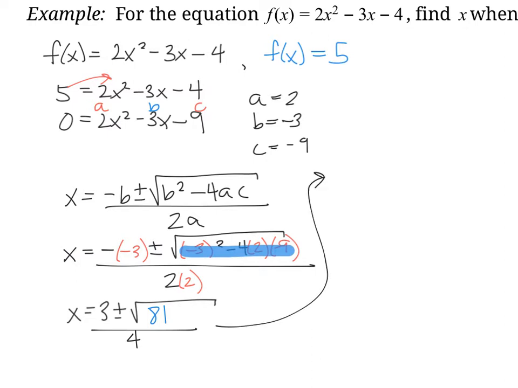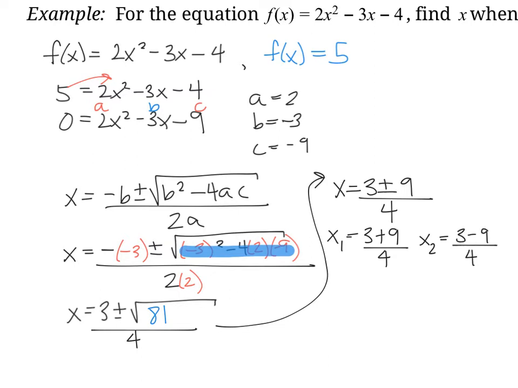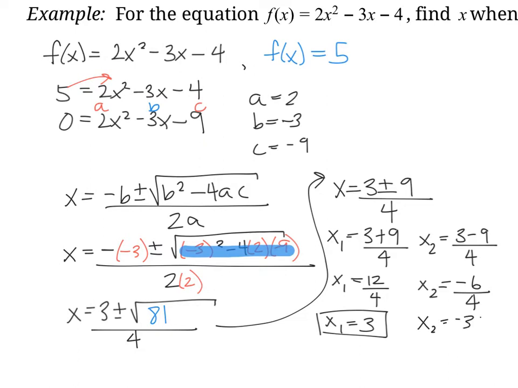So continuing, we have x is equal to 3 plus or minus the square root of 81, which is 9, all over 4. So our two x-intercepts, or rather not x-intercepts but solutions, are x1 is equal to 3 plus 9 over 4, and our second is 3 minus 9 all over 4. Continuing to simplify, x1 is equal to 12 over 4, which is equal to 3. And our second solution is 3 minus 9, which is negative 6, all over 4, which is equal to negative 3 over 2.